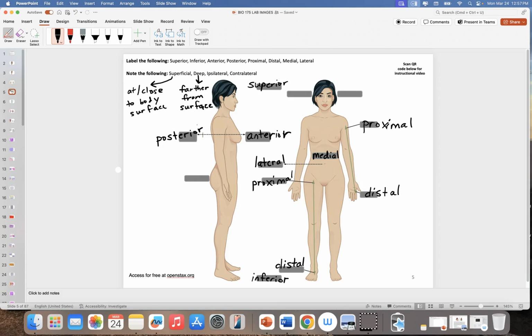We also have ipsilateral and contralateral. Ipsilateral is going to mean the same side of the body. And contralateral is going to mean opposite side of the body.